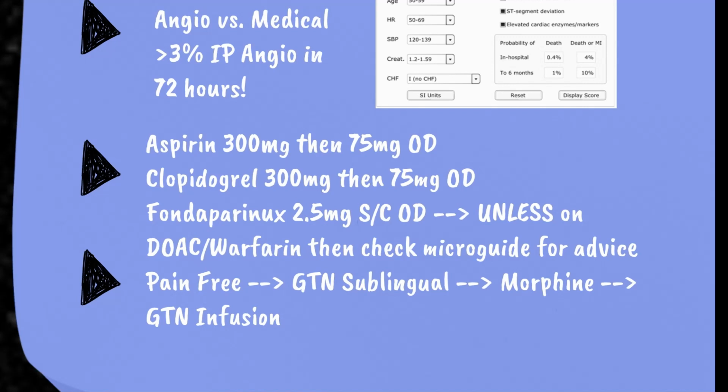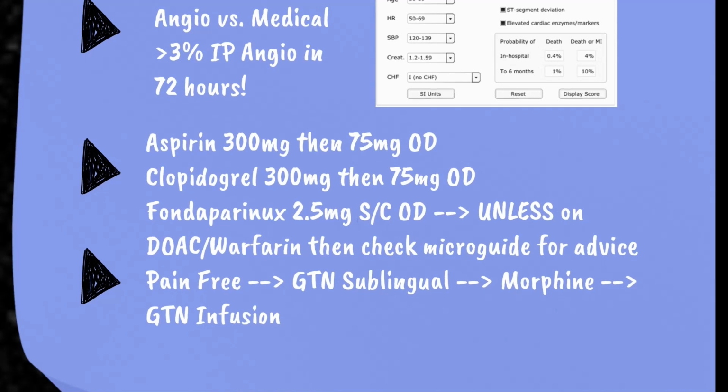However, note, if they're already on anticoagulation, i.e. warfarin or a DOAC, we need to carefully consider the indication for the anticoagulant. In some situations, we don't switch them to fondaparinux, but in some situations we do, and we should carefully consult guidelines regarding this. We also want to make sure the patient is pain-free, so we start them on sublingual GTN and then escalate to morphine if that's not helping with the pain. If the patient is still experiencing chest pain, then we should ideally be starting them on a GTN infusion. Some patients are also indicated for beta blockers and ACE inhibitors, and these are generally started on the cardiology ward.